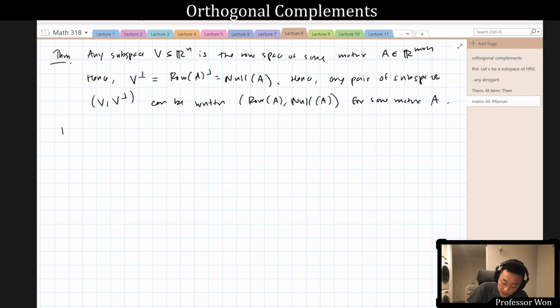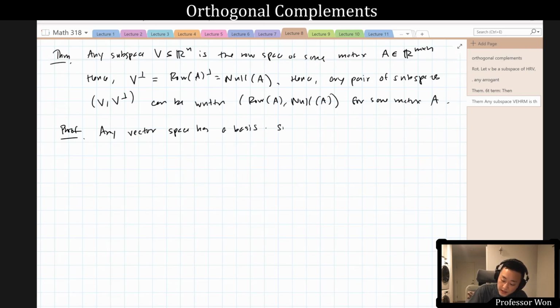Right, and the proof is just, well, V has a basis, right? And so you can just make that basis the rows of a matrix, right? So any vector space has a basis. This is, I think, proved in 308, right?